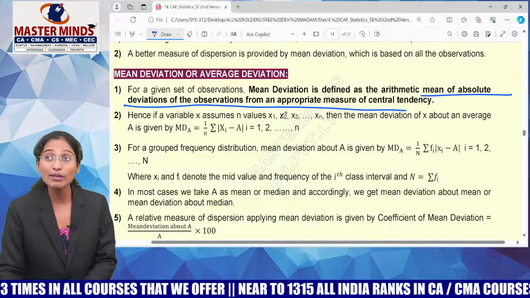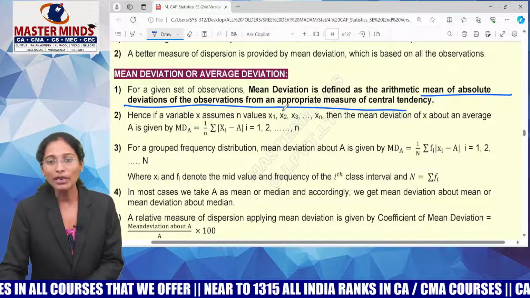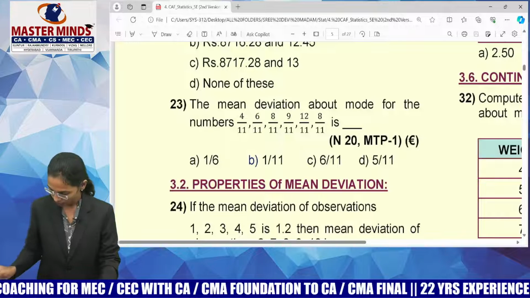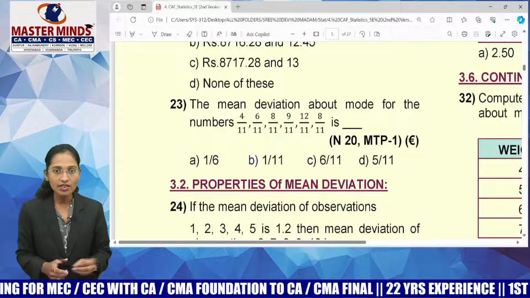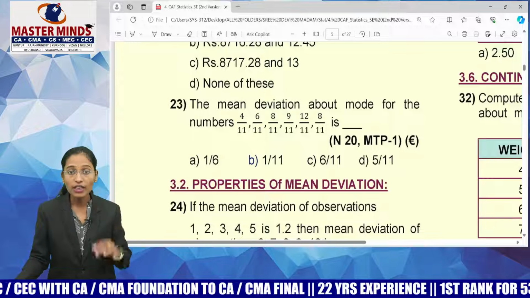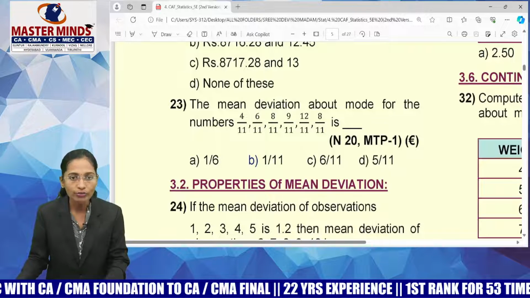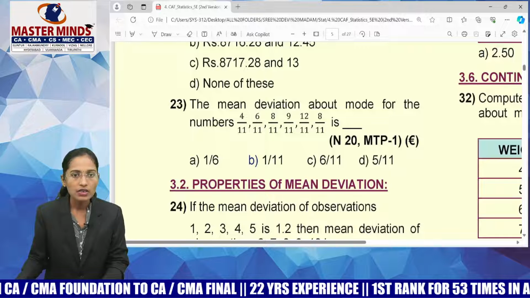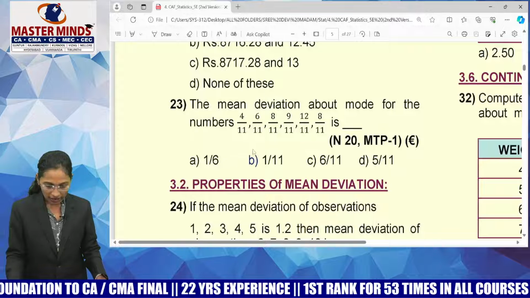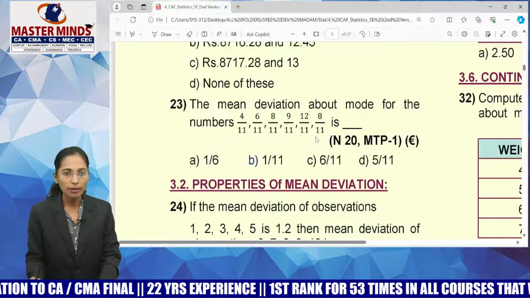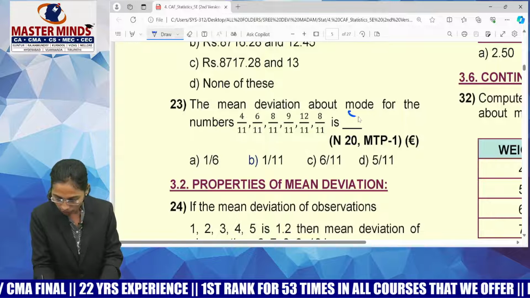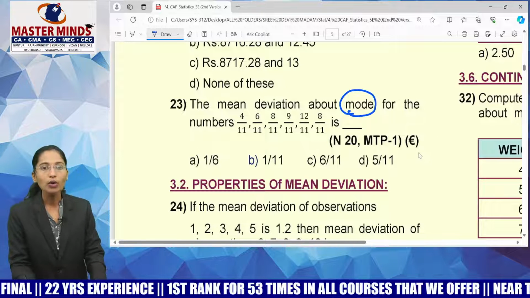Now let us get into the MCQ part that is related to mean deviation. Let us see the first MCQ related to mean deviation, guys. Look at MCQ number 23. What is MCQ number 23? The mean deviation about mode for the numbers 4 by 11, 6 by 11, 8 by 11, 9 by 11, 12 by 11, and 8 by 11. So guys, we have to calculate the mean deviation about mode.